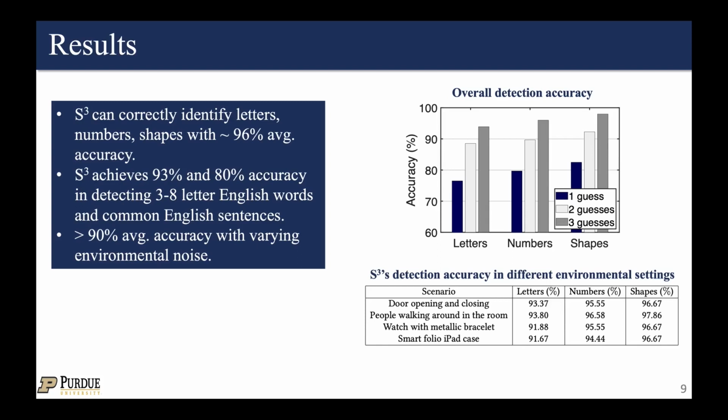Overall, an attacker can correctly detect 96% of the letters, numbers, and shapes on average using S3. S3 can also accurately track 93% and 80% of the common English words and sentences written by the subjects. It is also robust against different environmental noise and achieves an accuracy of more than 90% in all of the different environmental settings.